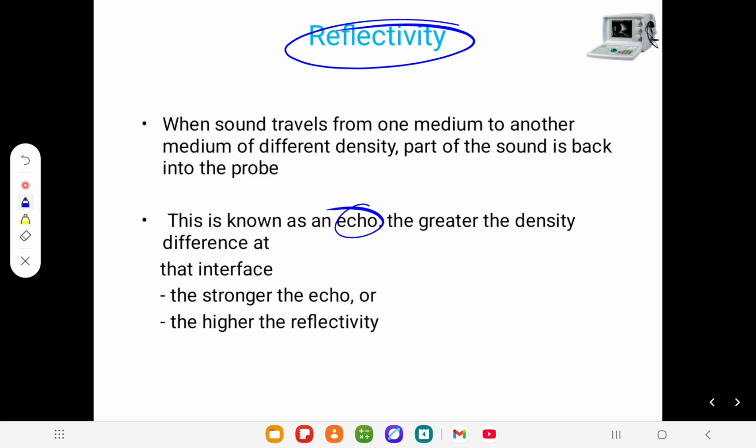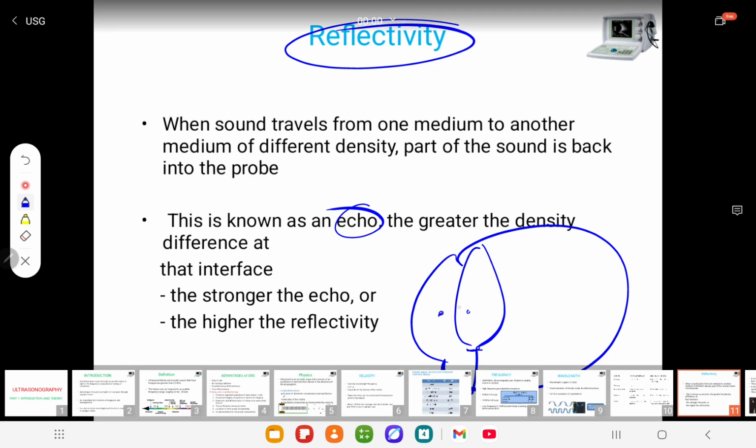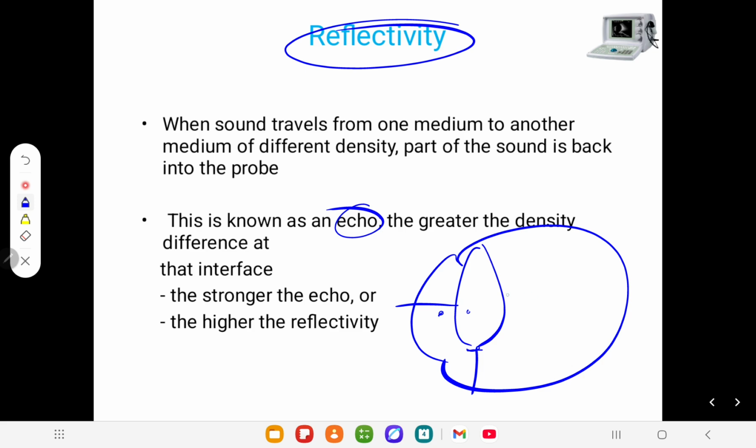The greater the density difference at the interface, the stronger the echo and higher the reflectivity. Basically, in the eye, the greater the difference between the aqueous and the lens, the higher the reflectivity from the lens. From the lens to the vitreous, higher reflectivity from the lens and vitreous junction, isn't it? So the greater the density difference at the interface between vitreous and retina, and choroid and orbital fat, the stronger the echo and higher the reflectivity. It's very important.